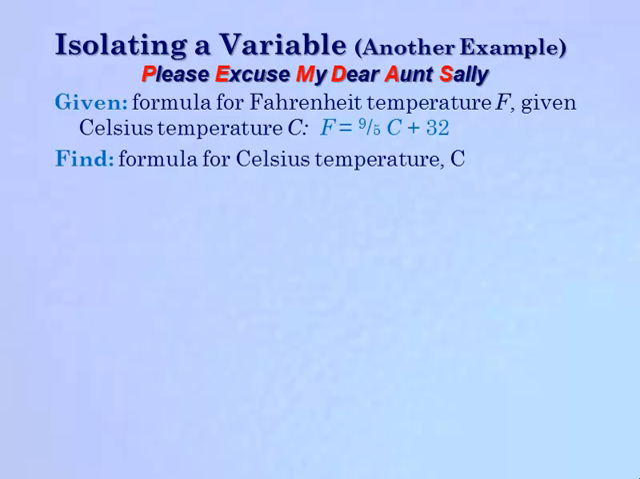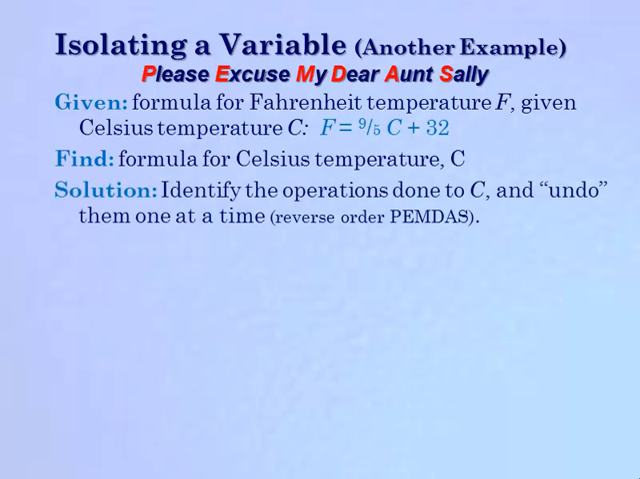Now let's look at a more familiar formula. I'm sure that you've seen this one. Fahrenheit is equal to 9/5 C, Celsius, plus 32. Suppose we want to find a formula for the Celsius temperature from this formula. Well, we need to identify the operations which are done to C, and undo them one at a time in reverse order.